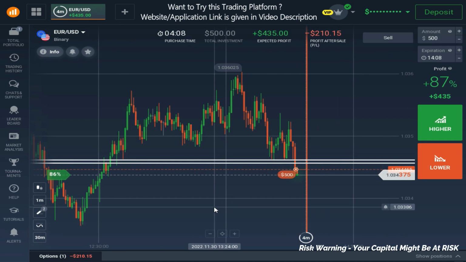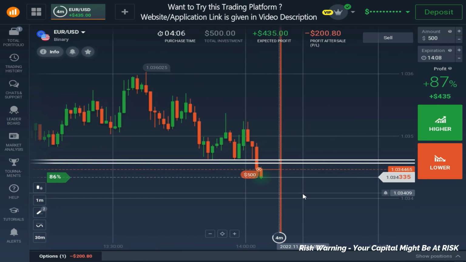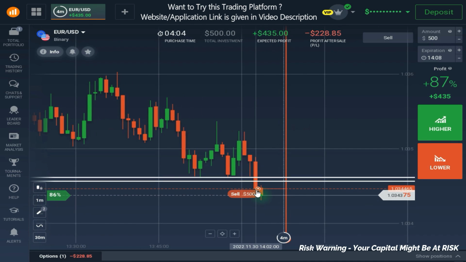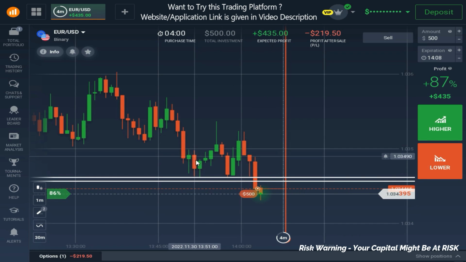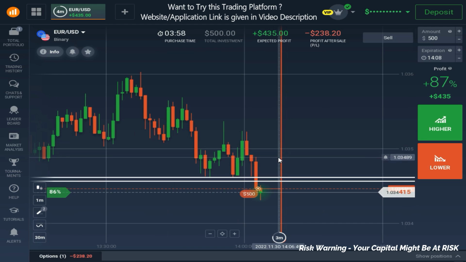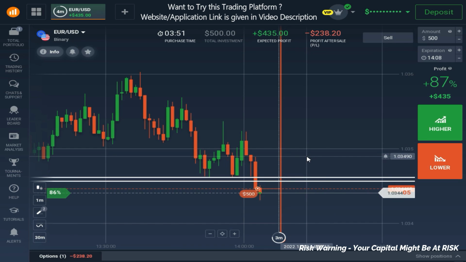The market structure was also changing, and that's why I took this trade. As soon as we got the breakout, I didn't wait for the retracement because of this consolidation. Now let's wait for the result, and after the result I will explain you in detail everything that I thought about before taking this trade. So let's wait.